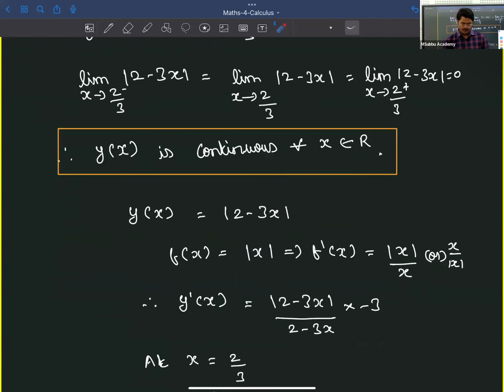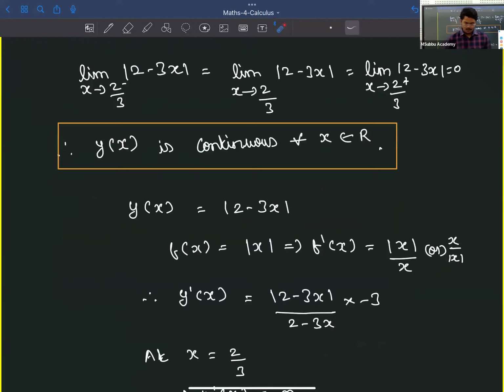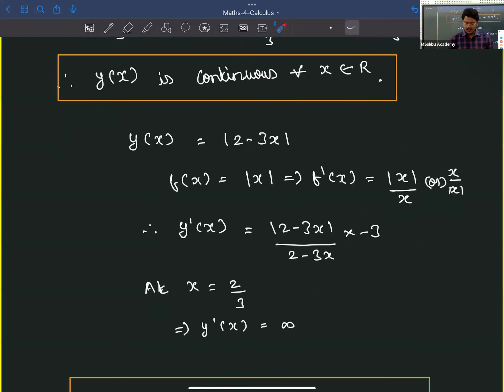Now we'll go for the differentiable term. y of x is equal to mod of 2 minus 3x. When f of x is equal to mod x, f dash x will be either mod x by x or x by mod x. This is a formula you just have to remember. So in this case, y dash x is equal to mod of 2 minus 3x by 2 minus 3x into minus 3, because you have to apply the chain rule and differentiate the inner term, which gives minus 3.